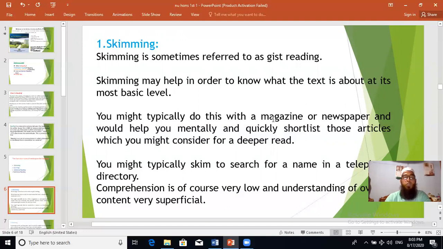You might typically do this with a magazine or newspaper and it would help you mentally and quickly shortlist those articles which you might consider for a deeper read. The meaning is that usually when we read a magazine or newspaper, we do skimming first. We look at the headline very quickly, and the headlines in which we find interest, those stories we read. Otherwise, we don't read the story fully. So when we look at the headlines of a newspaper, we do skimming.